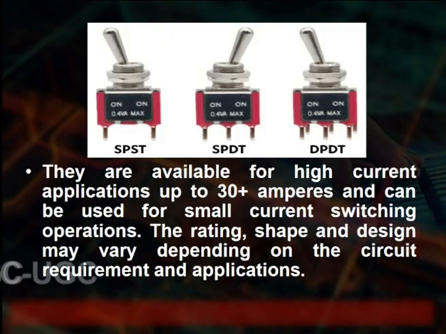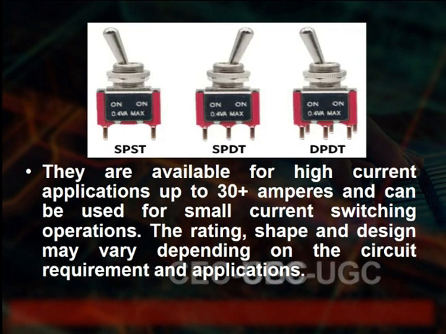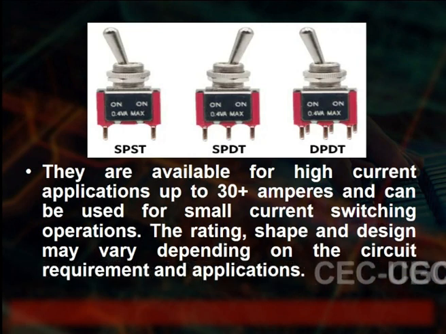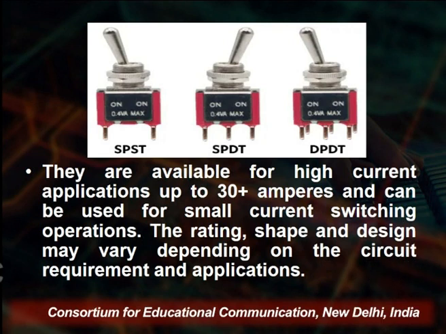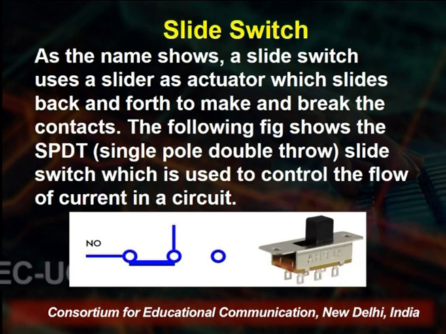Now you see here on the screen, these are the toggle switches. As we keep it on the right hand side or left hand side, sometimes we have on and off, sometimes we have rotation type on and off. They are available for high current applications up to 30 plus amperes, and can be used for small current switching operations. The rating, shape and design may vary depending on the circuit requirements and its applications.